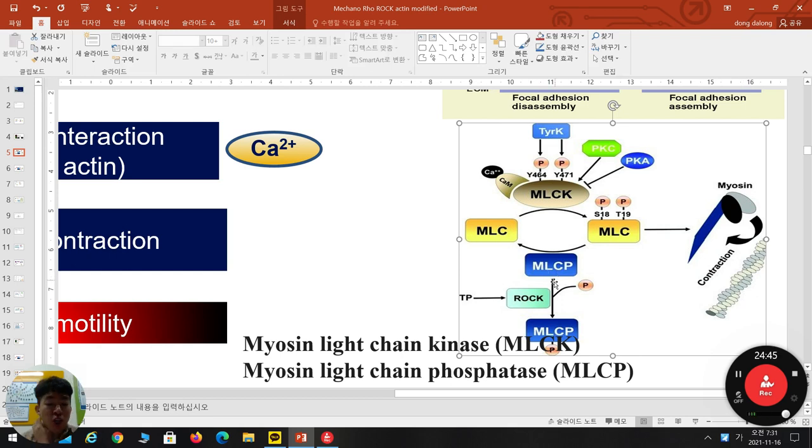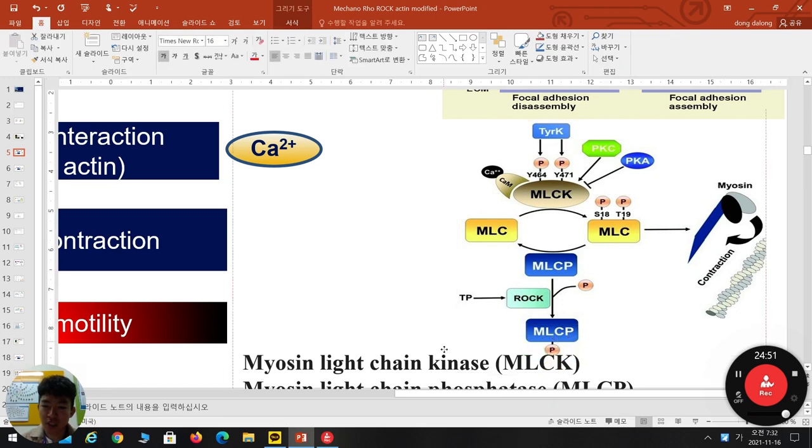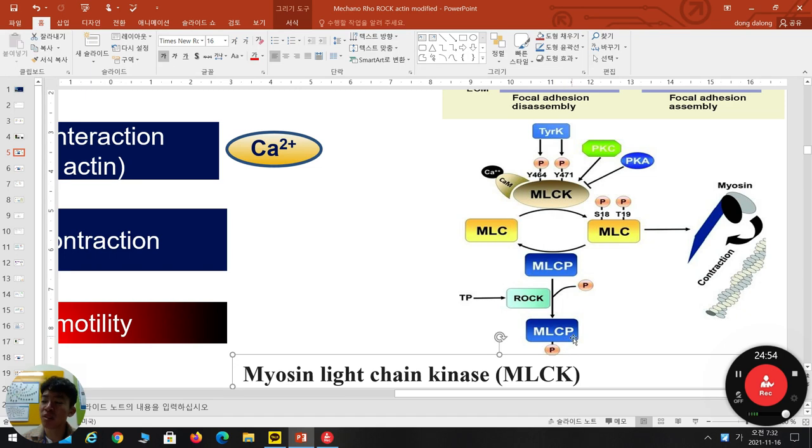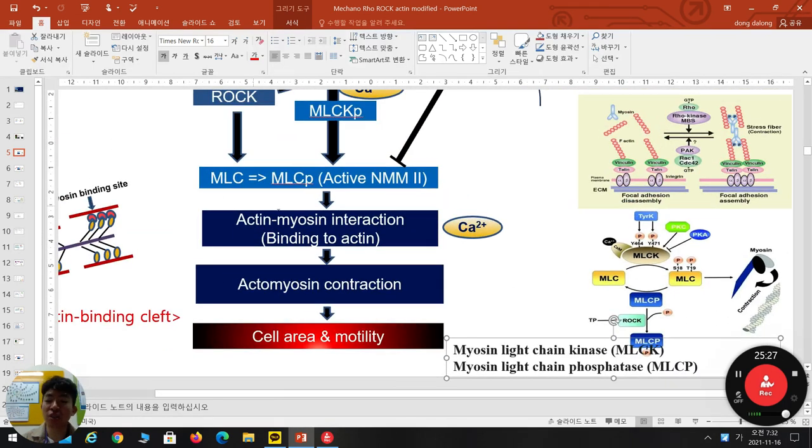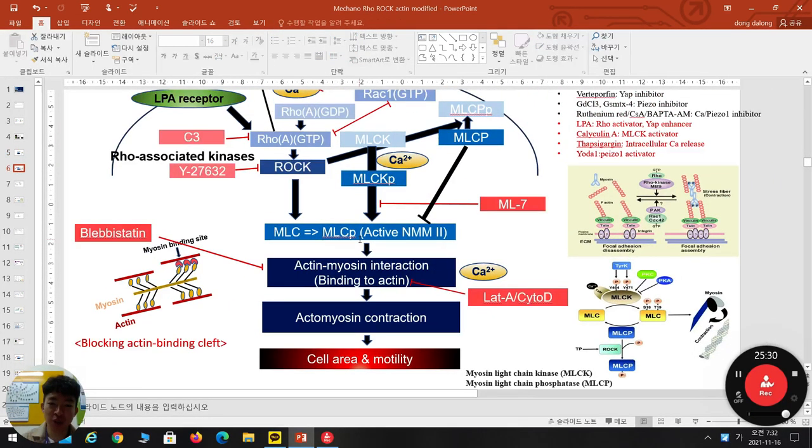But when you turn off this MLC phosphatase, because of ROCK, MLCP is phosphorylated, and then this is the off status. When ROCK is gone, the phosphorylation is removed, and then MLC phosphatase removes this phosphorylation of MLC and turns off the contraction. So you should understand that MLCK activates the MLC phosphorylation and activates the contraction, but in the other way, MLC phosphatase turns off the phosphorylation and removes the contraction. I continuously explain this again and again, so someday you can understand.